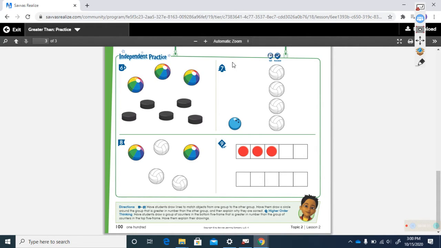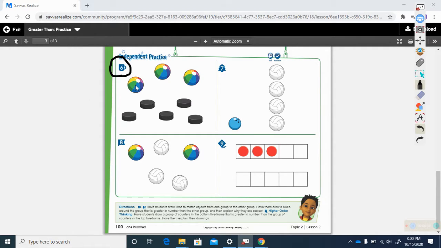Remember this page where it says independent practice. It's the one that you try to do by yourself as I tell you what to do for each problem. Everyone look at number 6. Number 6, we have beach balls and we have hockey pucks. Let's start matching the beach balls to the hockey pucks.